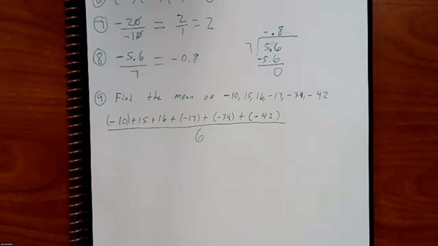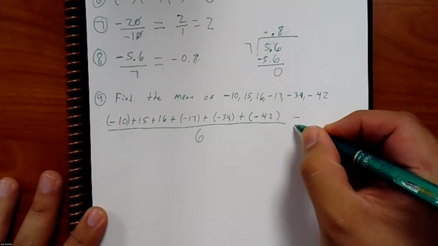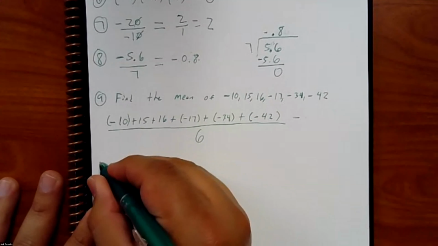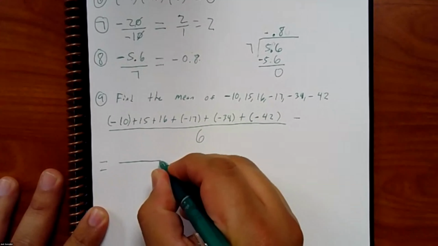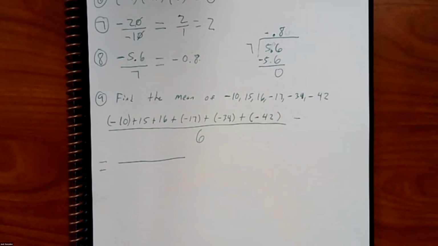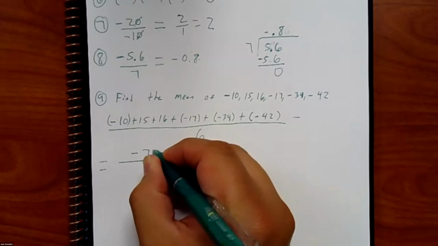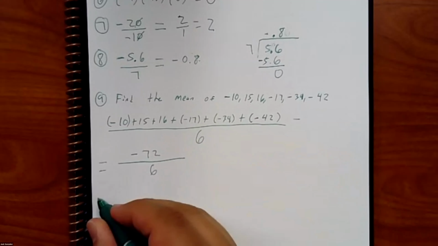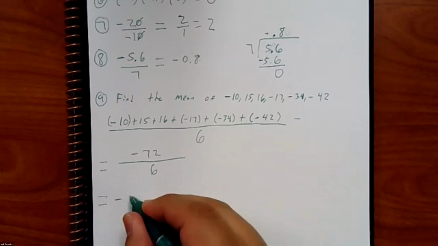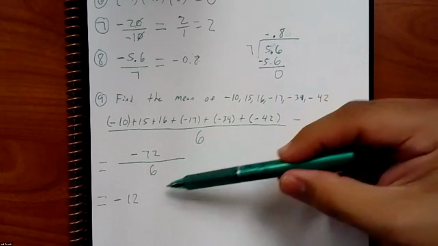Yeah, 15, 16, 17, 34. You only get it on top. Think of 72 divided by 6. If they're not both negative, it stays negative, right?